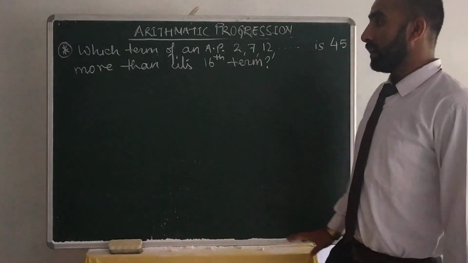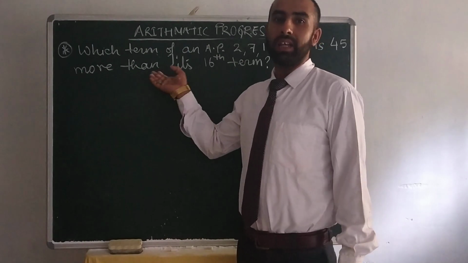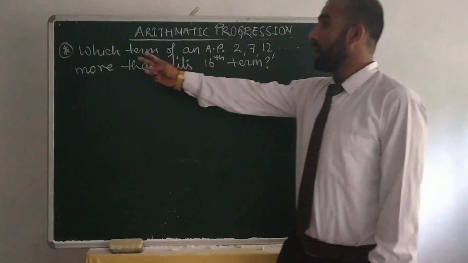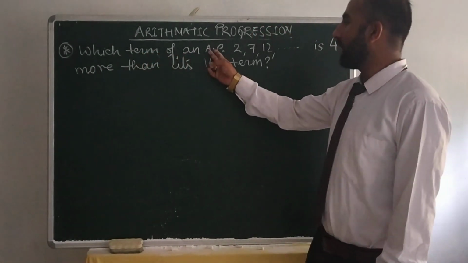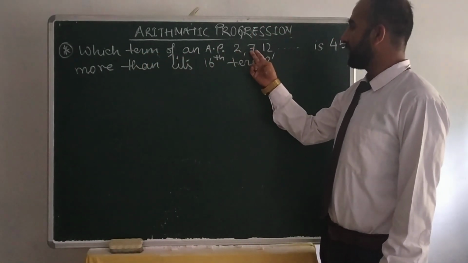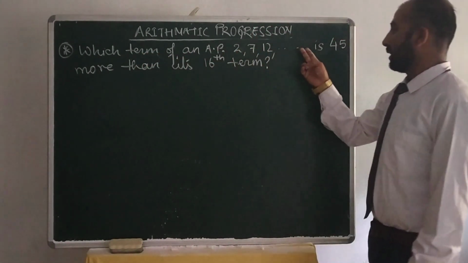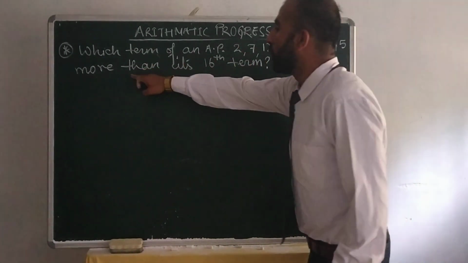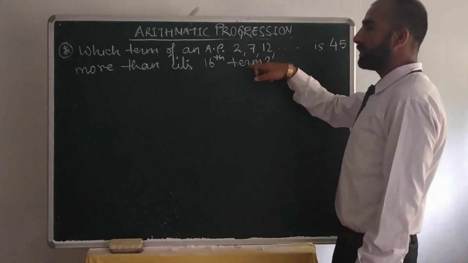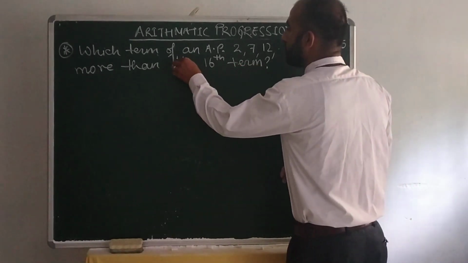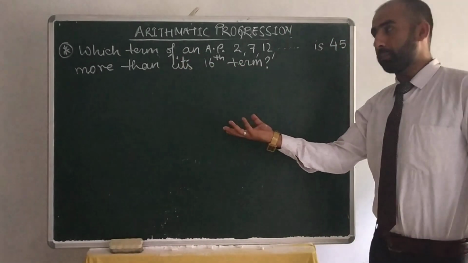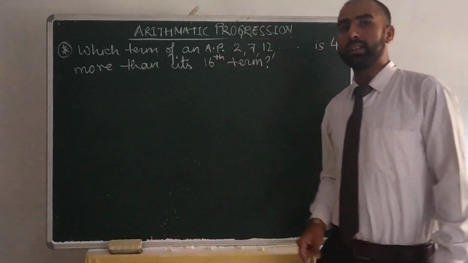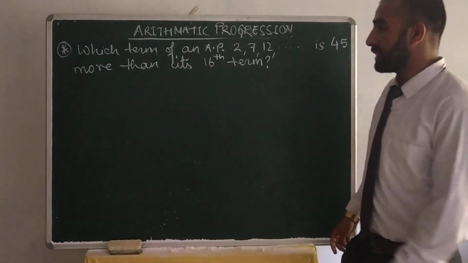Okay, kids. So this is the last type of question I'm doing for today's video. This question says, which term of an AP 2, 7, 12 is 45 more than its 16th term? That means you have to find that term of the AP which is 45 more than its 16th term. Okay, so let us solve.